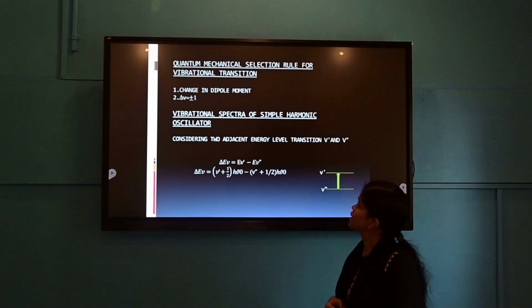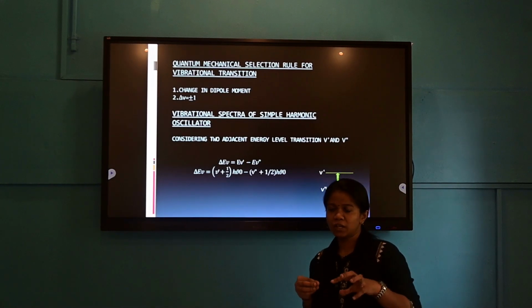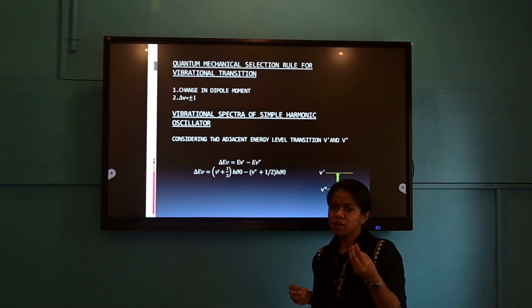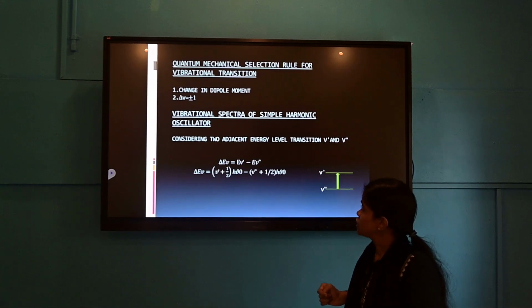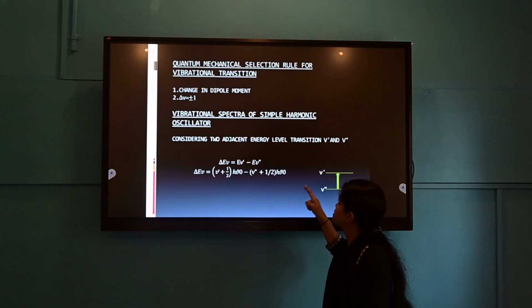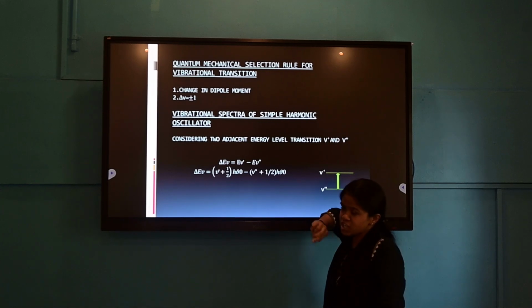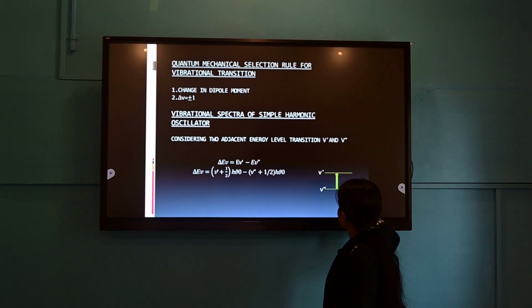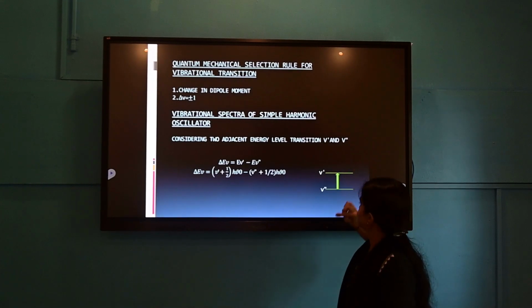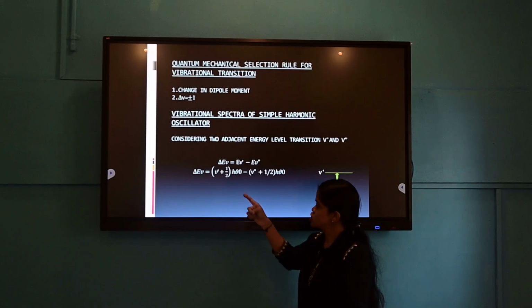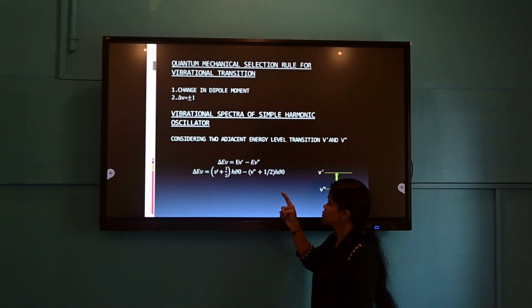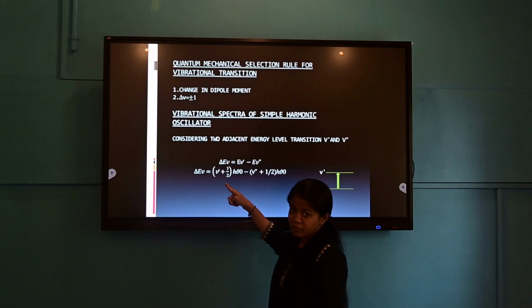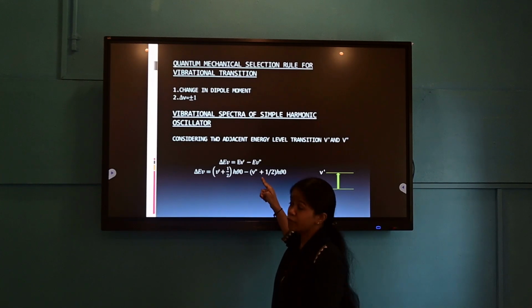Next is the vibrational spectra of a simple harmonic oscillator. Now we are going to look at the shape or form of the spectra formed during the vibrational transition. For that purpose we consider two adjacent energy levels, V double dash and V dash. V double dash is the ground state and V dash is the upper state. A molecule is transiting from V double dash to V dash. Therefore the energy change delta EV is equal to EV dash minus EV double dash. We can write it by replacing V with V dash in one term and with V double dash in the other.